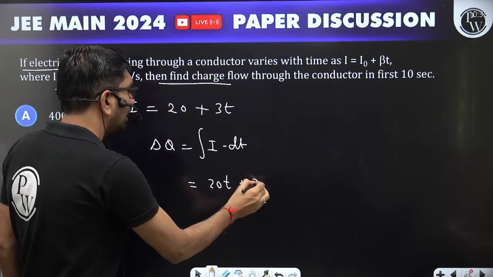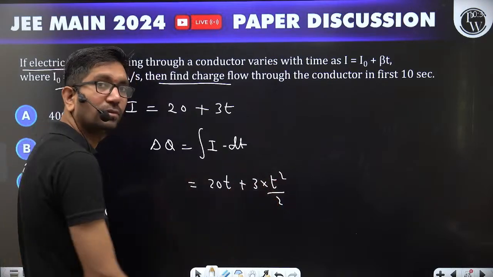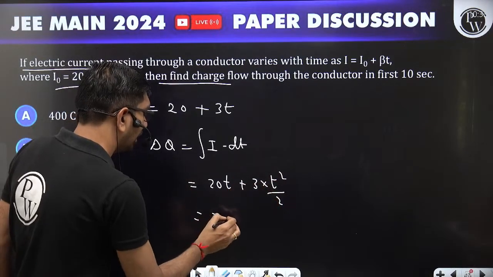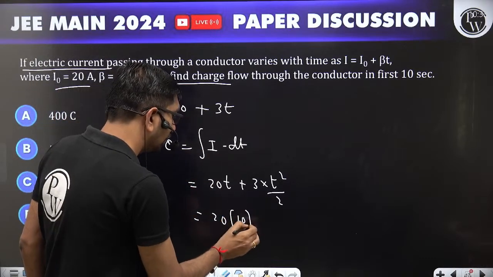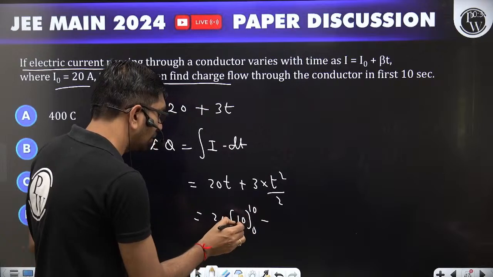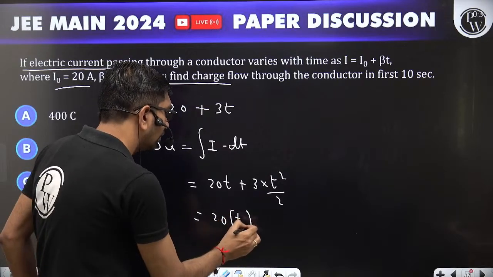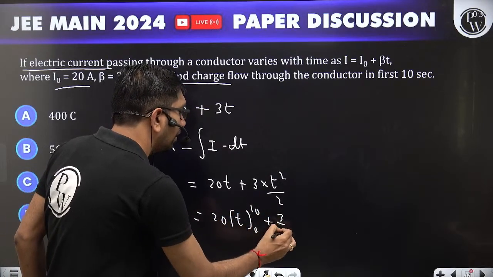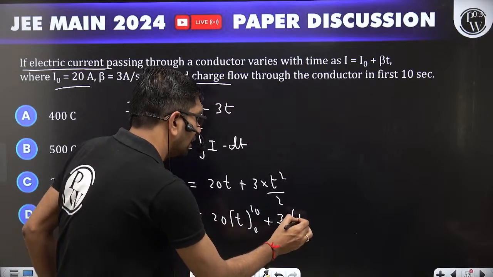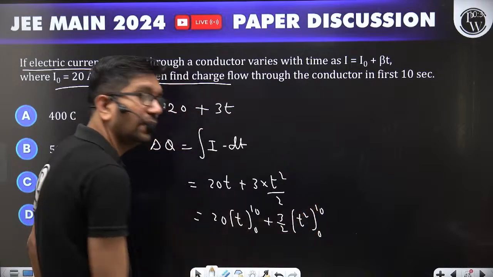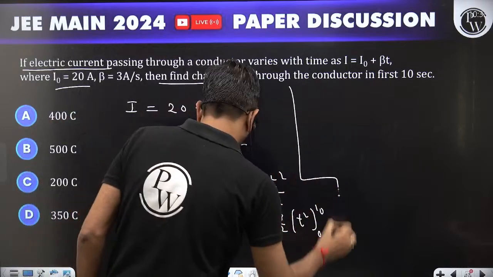20t plus 3 into t square by 2. Okay, 20 into the time value he given, 10 seconds. So this is 0 to 10, and 3 by 2. Here you get a t square, 0 to 10. Right, beta, so finally what do you get?